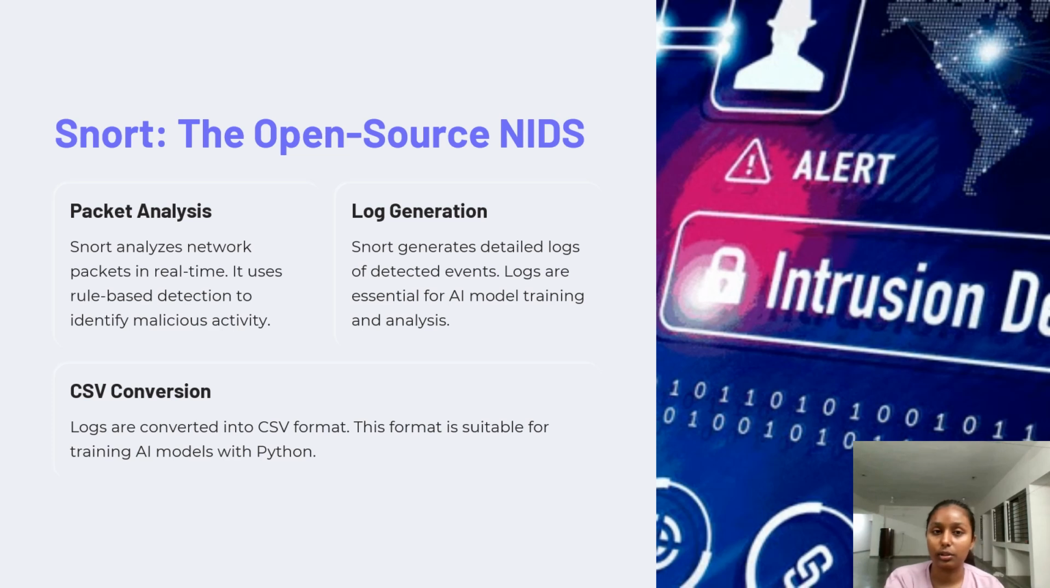The second one is log generation. After the packet analysis is done, we have converted the Snort packet logs into detailed logs of detected events, and then we have used those logs for our AI model training and analysis. For that, we have to convert them first into CSV files, which are suitable for training our models in Python. So we have converted our Snort logs to CSV files.